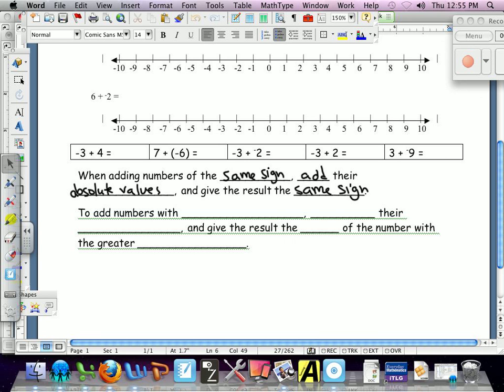To add numbers with different signs, you need to subtract their absolute values. You've got to find the difference of their absolute values. The order depends on which one has the bigger absolute value. And give the result the sign of the number with the greater absolute value.